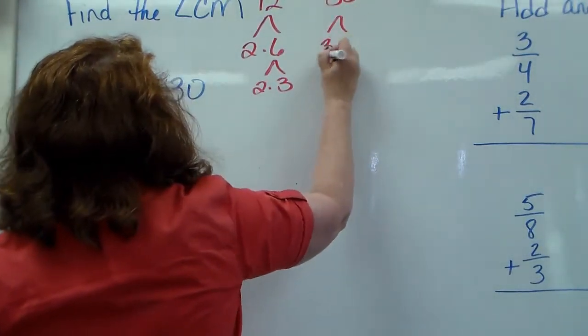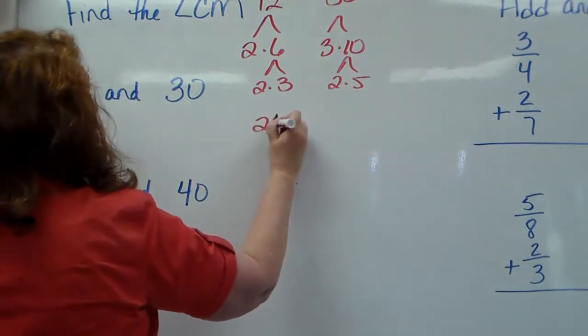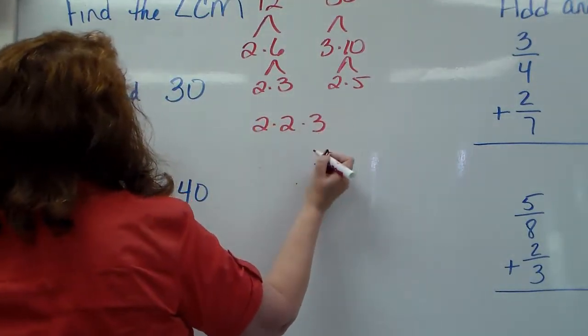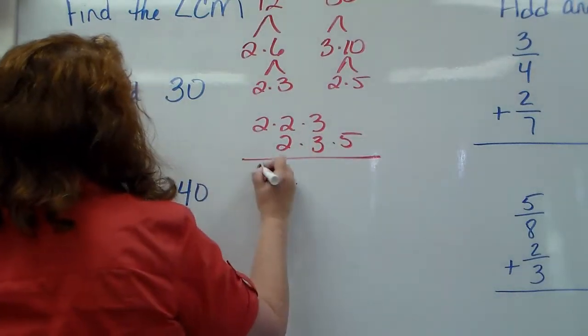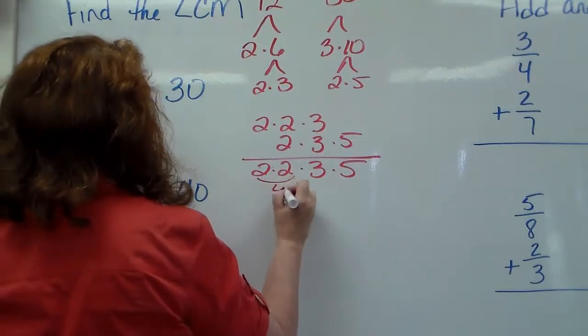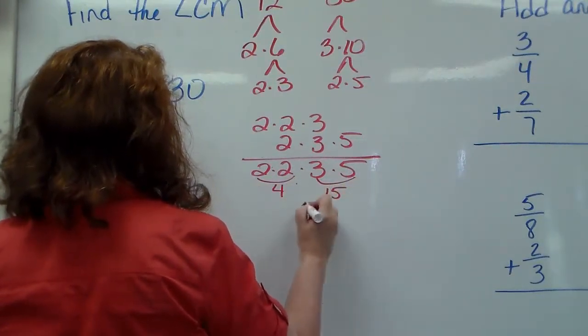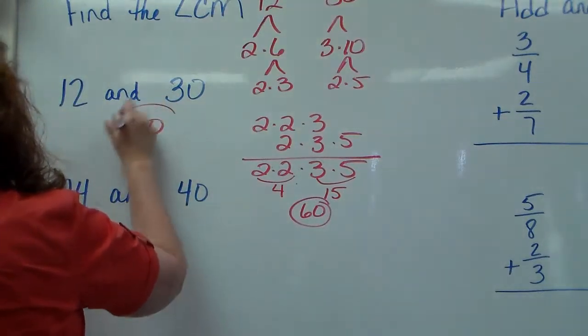30 is 3 times 10, which is 2 times 5. So I've got 2 times 2 times 3, and 2 times 3 times 5. And stacked, it gives me, this is 4 times 15, which is 60. So our least common multiple here is 60.